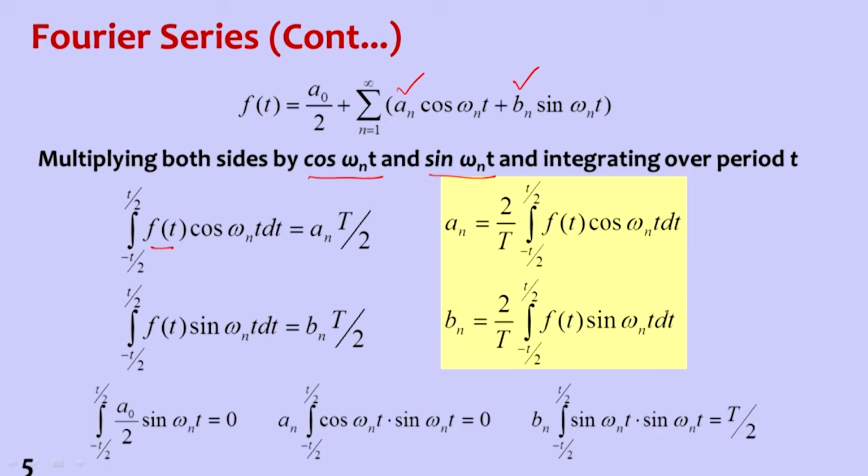If we sum the cos and sine multiplications over one period, what values will we get? If you look at this one, a by 2 sin omega n t is equal to 0. How is it 0? If you take one sine function and add up all values, this total value is positive and this total value is negative, so if you add both, the summation will be 0.